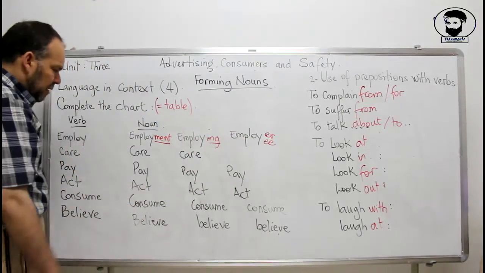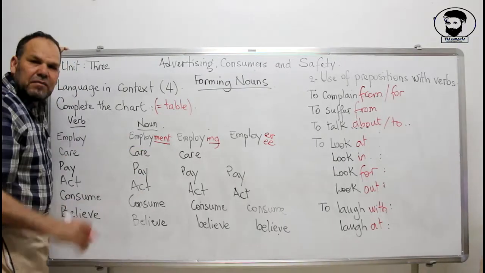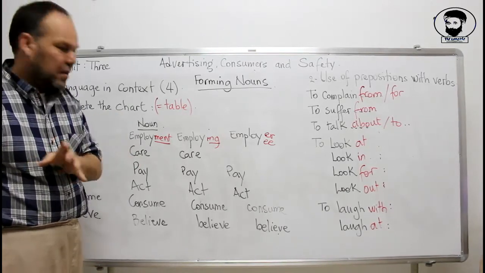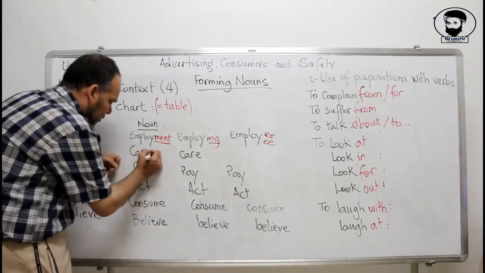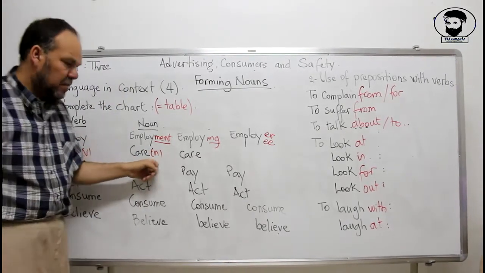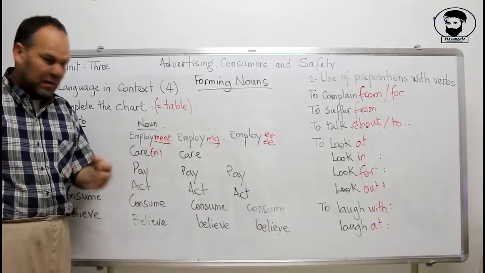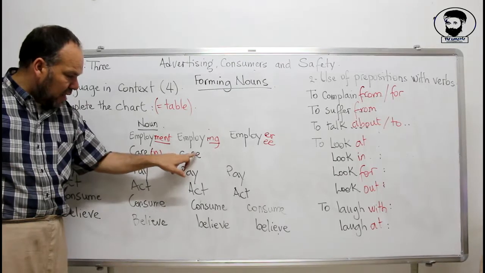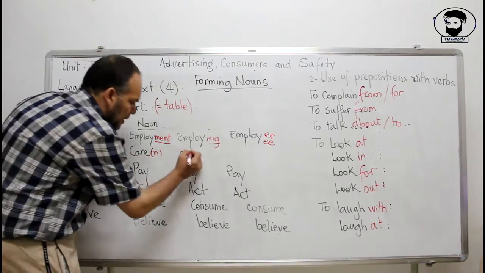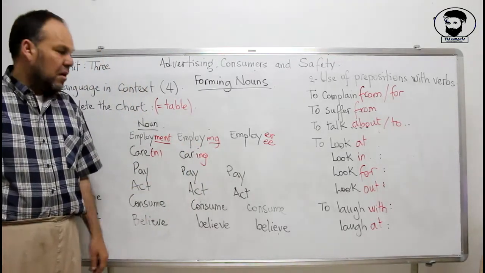Now, for the verb care, the noun of care is care. It's a care. It's a noun also; it can be a verb, as it can be a noun. Now, if you don't know, for example in the back exam, we add ing to care, so we must drop the e and write caring. And it's a noun.